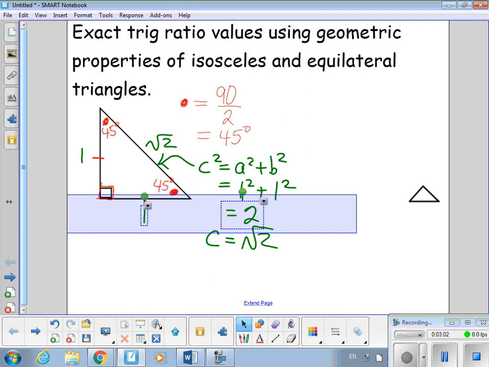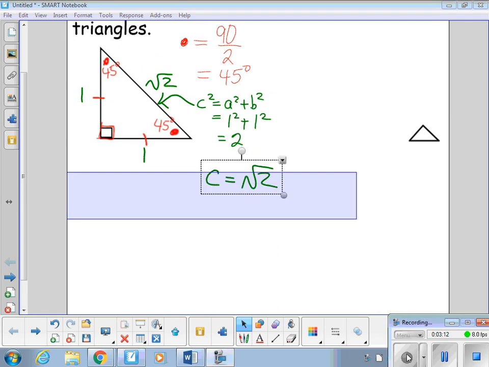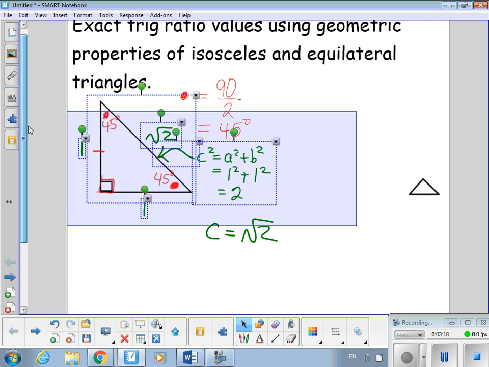Now what you need to do with that is a couple different things. Because we're working with, and I don't know why that blue thing's there, but that's fine. Okay, sorry for that blue rectangle that's there. I can't seem to make the smart board behave itself.